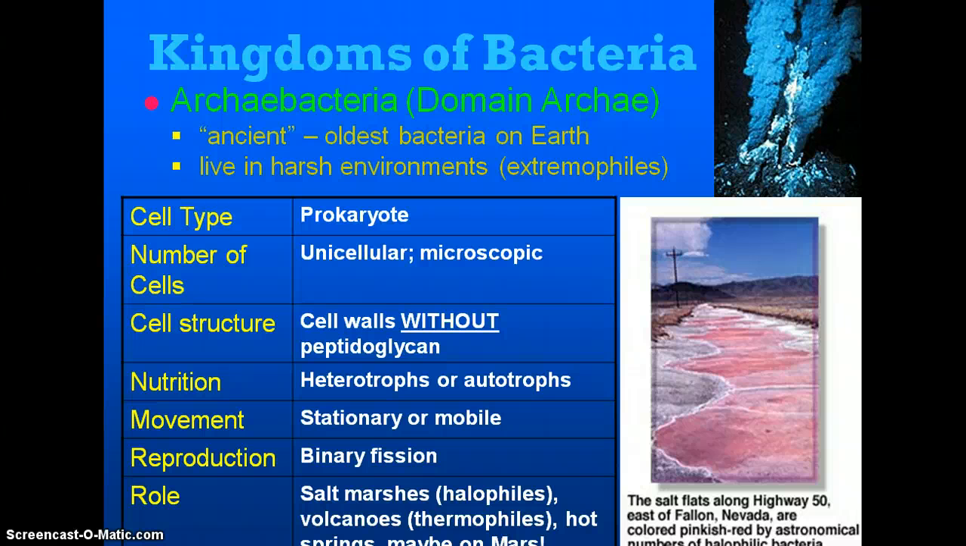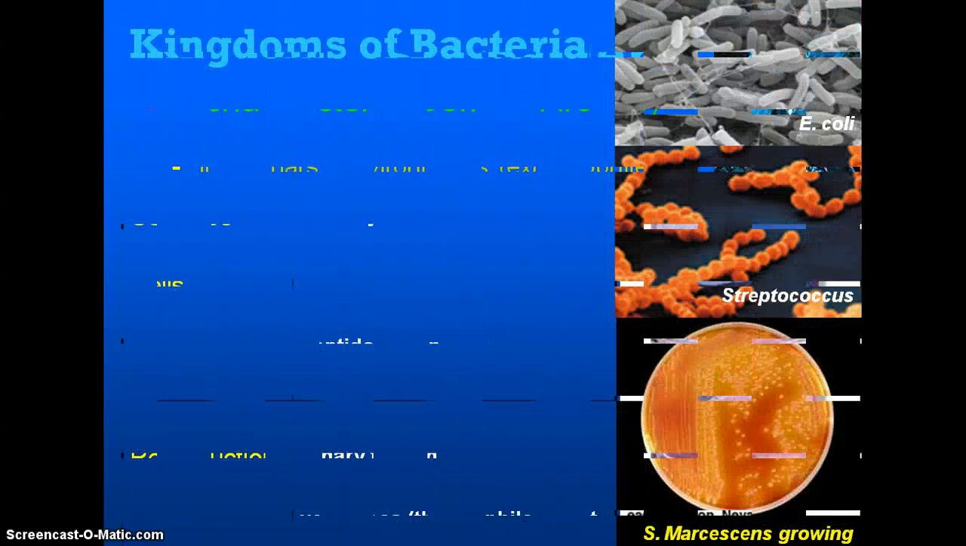Some are heterotrophs, some are autotrophs. They'll be autotrophs if they are making their own foods. Some are stationary. There are some that are mobile. They reproduce by binary fission, and they're going to be found in areas like salt marshes. Those are called halophiles. Volcanoes, which we call thermophiles, or hot springs.